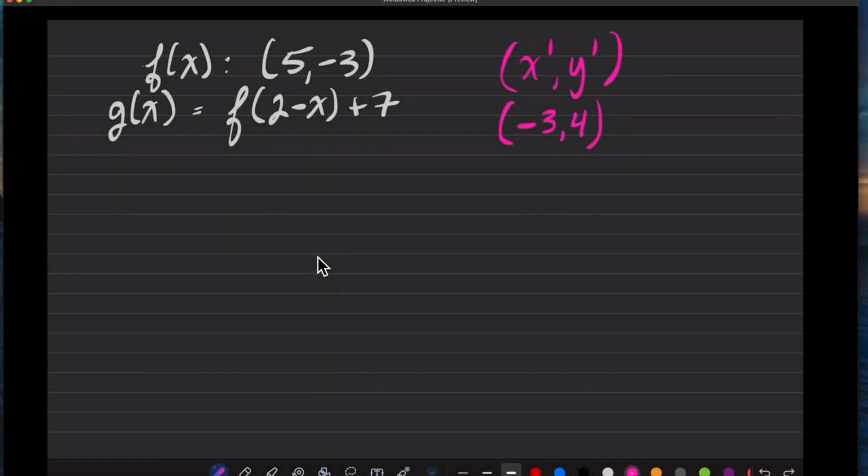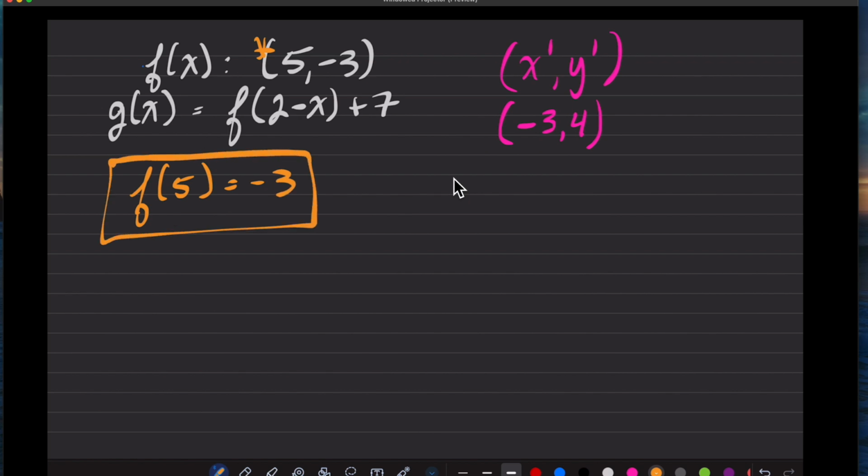Let's use that new technique on the problem that we did a few moments ago, where we know the answer was negative 3 comma 4 for our new point x prime comma y prime. First thing we're going to do is recognize that f of 5 equals negative 3. We are going to use that later on.